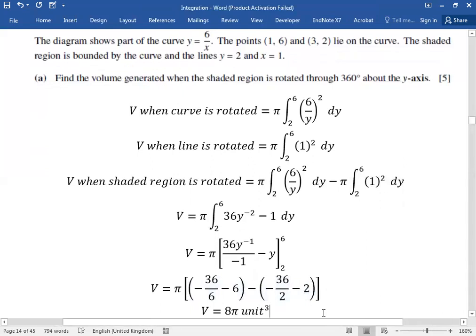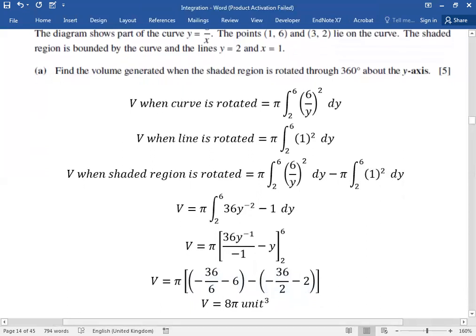The final answer that you should end up with for this one is 8 pi unit cube. Again, it's not my answer, it's the answer that students tell me. I depend on you people for the results. Tell me, what do you get?